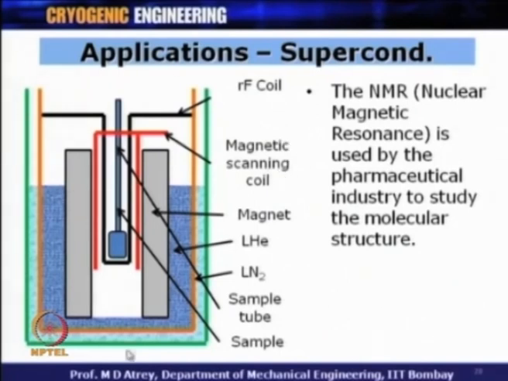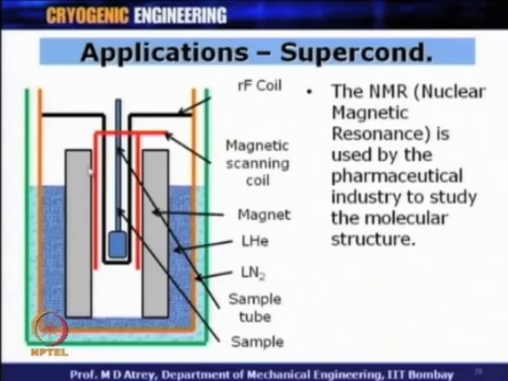One of the major usages of superconducting magnets is NMR, which is nuclear magnetic resonance. It is used by the pharmaceutical industry to study molecular structure. If I want to devise a new drug against any particular disease, I have to do NMR in order to understand the molecular structure in 3 dimensions. What I do for that is NMR, and NMR has superconducting magnets.